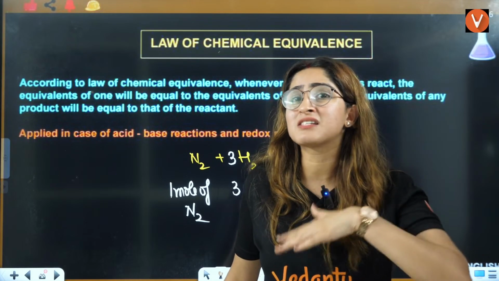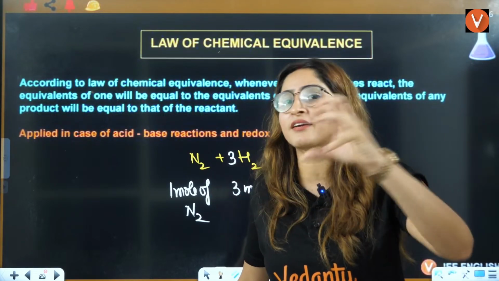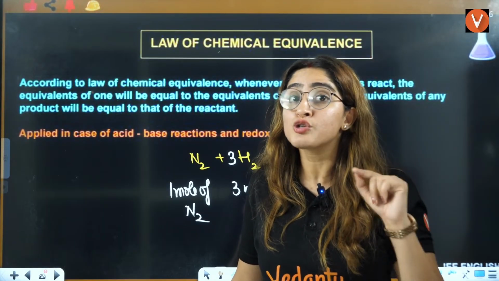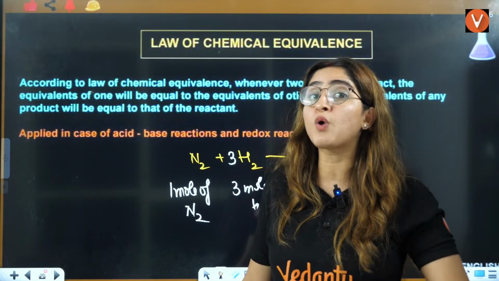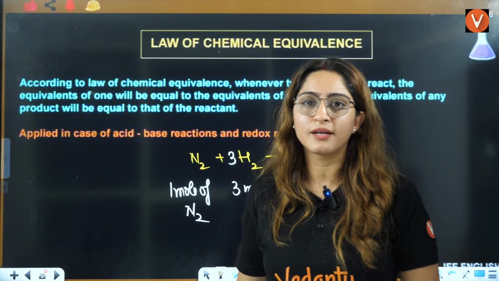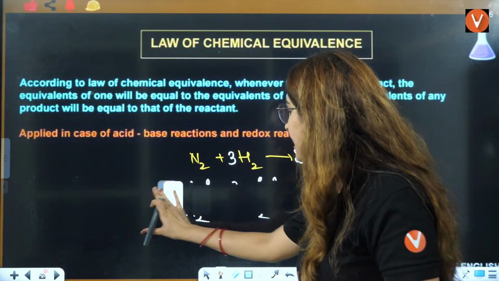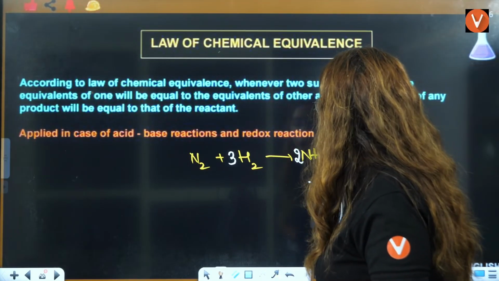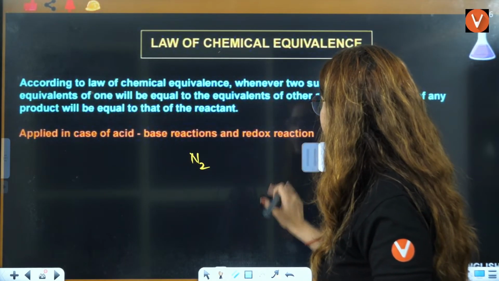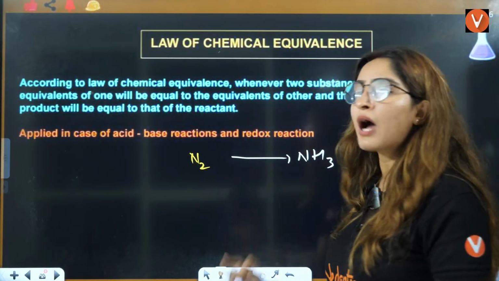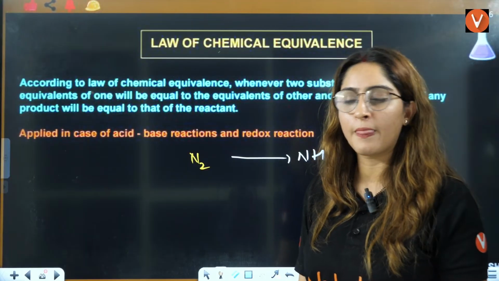Maybe they have just randomly given that this is the reactant and this is the product. Nothing is given about how it is converted, right? So in these kinds of reactions, when you can't balance the reaction, let's say they have given you N2 gives rise to NH3. Now you can't balance the reaction here, right?